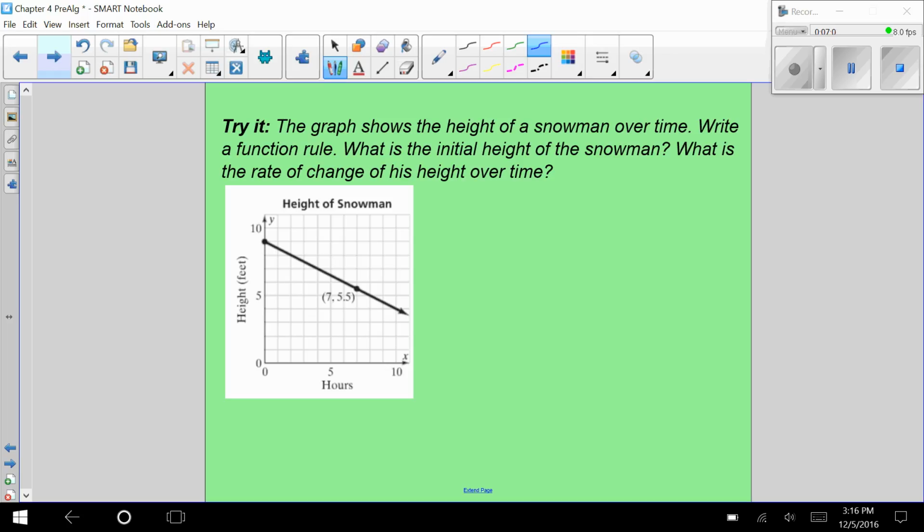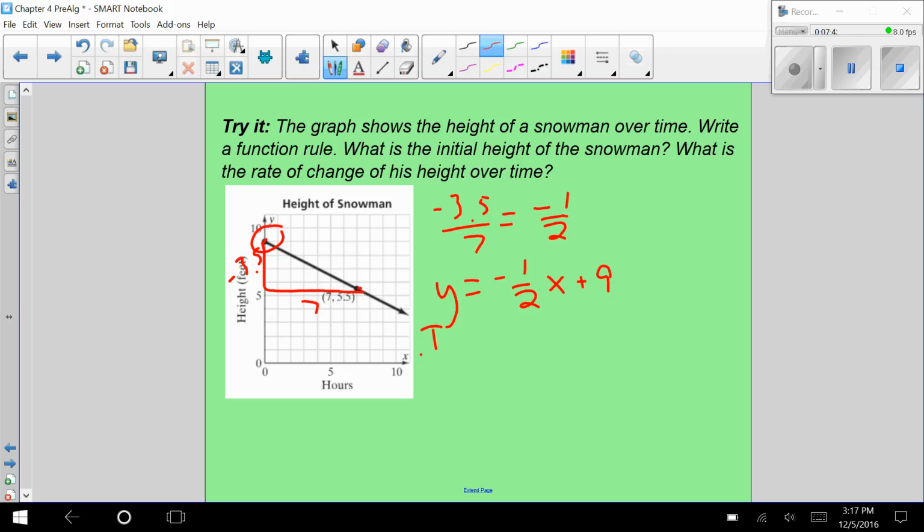Try this one. The graph shows the height of a snowman over time. Write a function rule and tell me the initial height of the snowman and the rate of change of his height over time. Let's find our rate of change first. We start here at 9, and we're going to end at 5.5. So you'll see that we go down, and we go down 3.5, so negative 3.5. And then we run 7. So our slope is negative 3.5 over 7, which is really negative 1/2. Our y-intercept, right there, 9. So we have y equals negative 1/2 x plus 9.